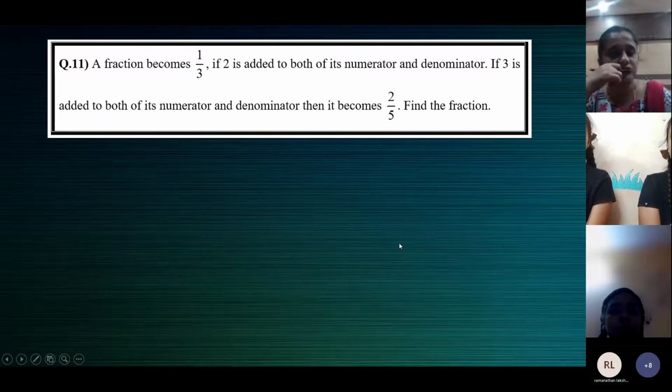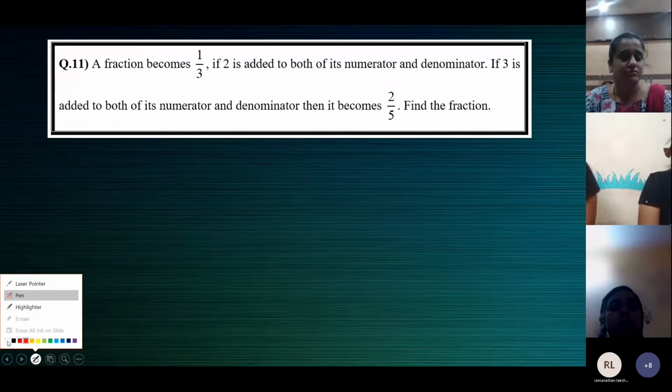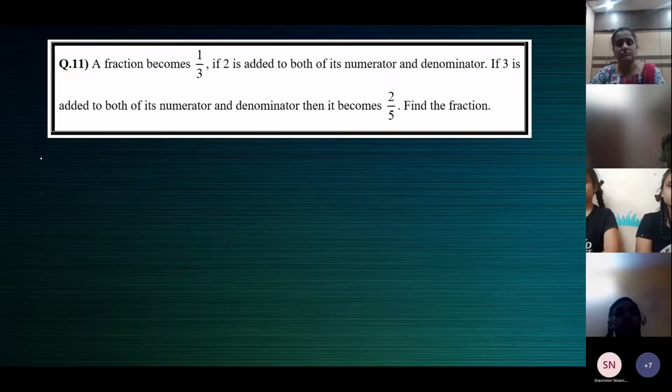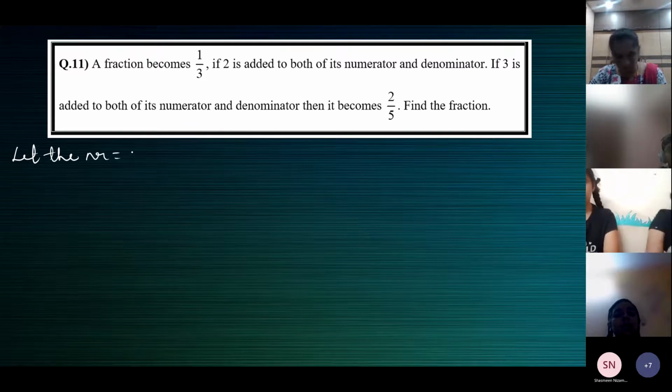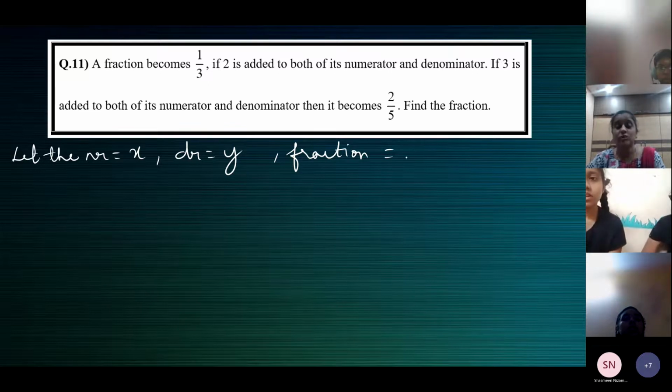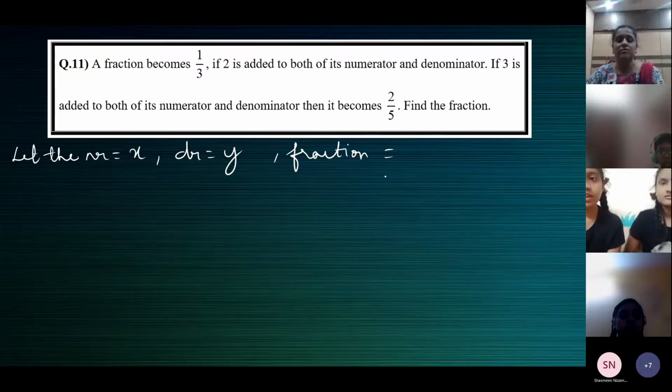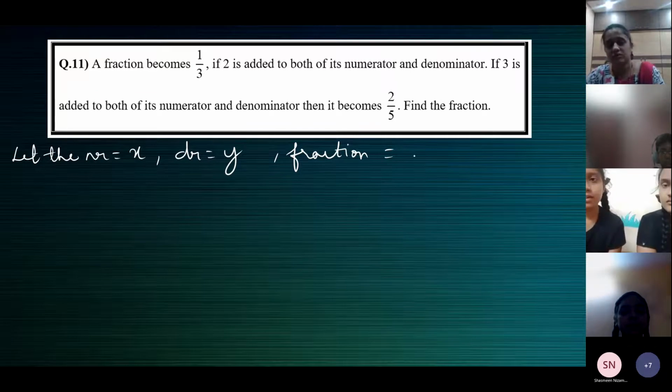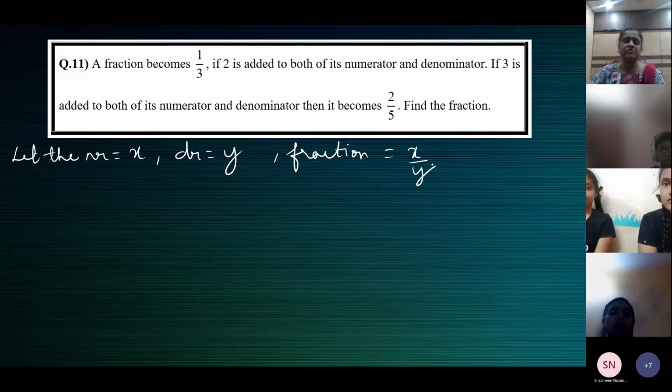Who can tell me the equation for this one? Read the question. So let the numerator be x and the denominator be y. So what is a fraction then? No. If the numerator is x and denominator is y, what is the original fraction? X by y. The original fraction is x by y.